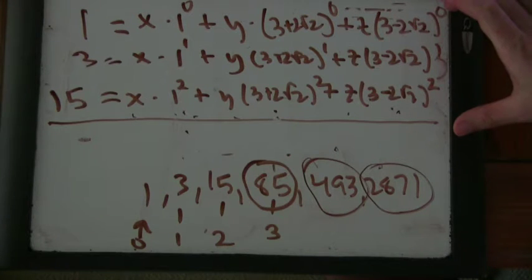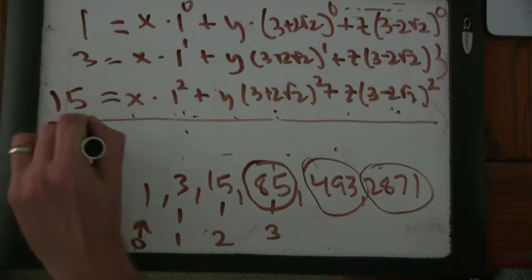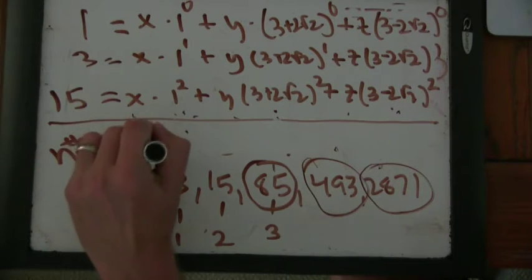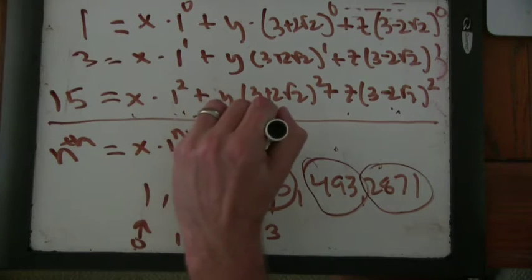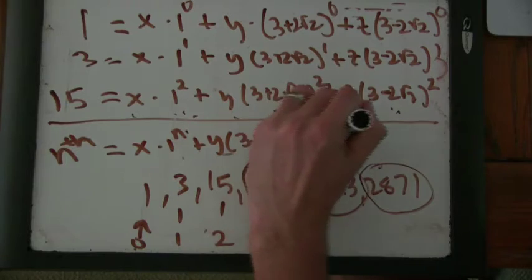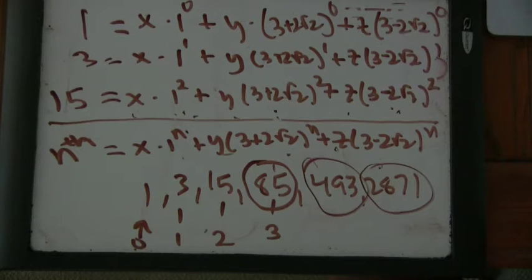But this is a nice 3 by 3 system, and then we're going to find a really nice surprise that the nth number is going to be whatever we find x to be times 1 to the n plus y times 3 plus 2 root 2 to the n plus z times 3 minus 2 root 2 to the n, and we're going to find all these integers. All right. That's a pretty cool application of solving.